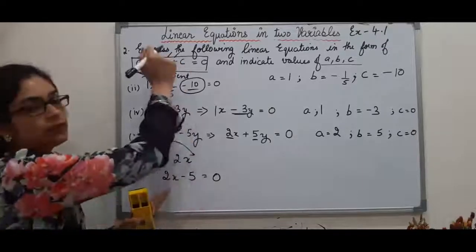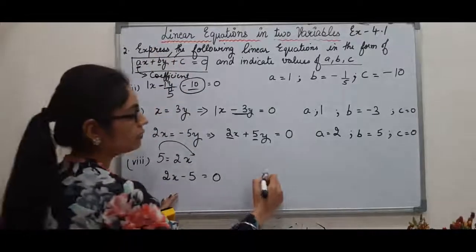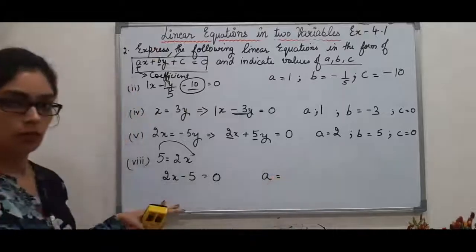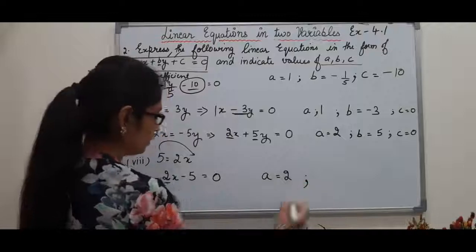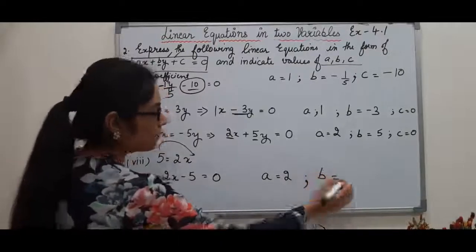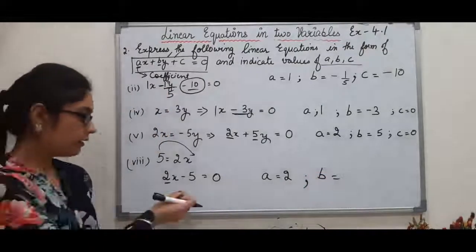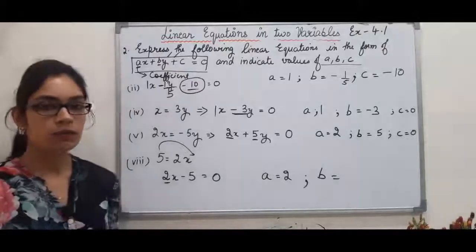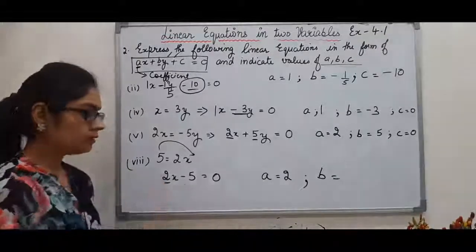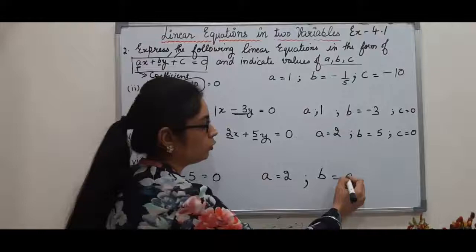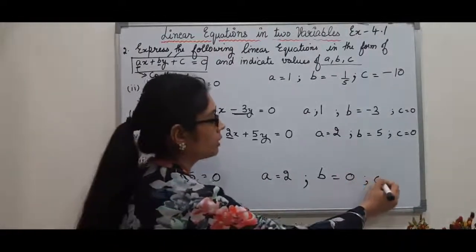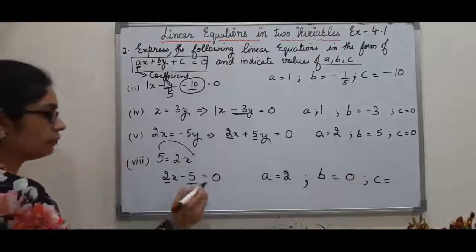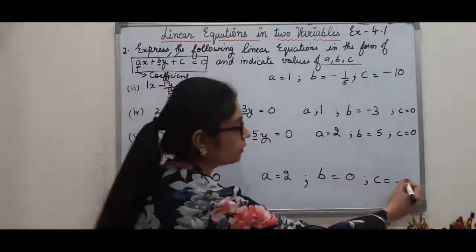Same thing, now let's write the values of a, b and c. a is the coefficient of x, which is 2. b is the coefficient of y. Can you see any y in this equation? No, which means there is no y variable, so b is equals to 0. c is the constant term with no variable, that is minus 5.